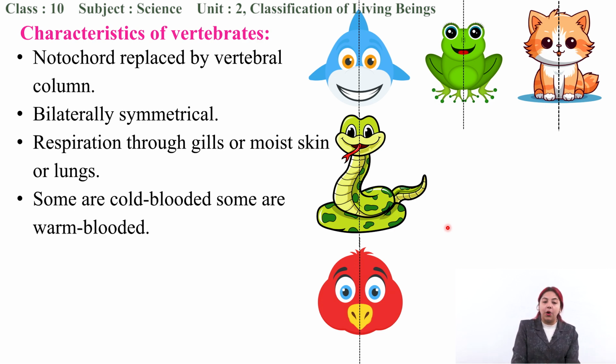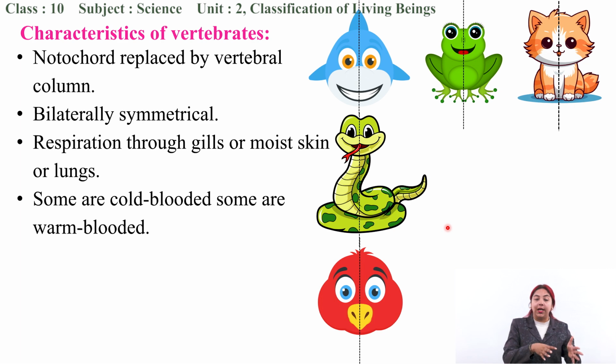Now, some of the organisms that belong to this phylum are cold-blooded and some of them are warm-blooded. So, what is a cold-blooded animal? Yes, it is those animals that can change their body temperature according to the external temperature. Whatever the external temperature is, they change their body temperature according to that. Those types of organisms are called cold-blooded organisms.